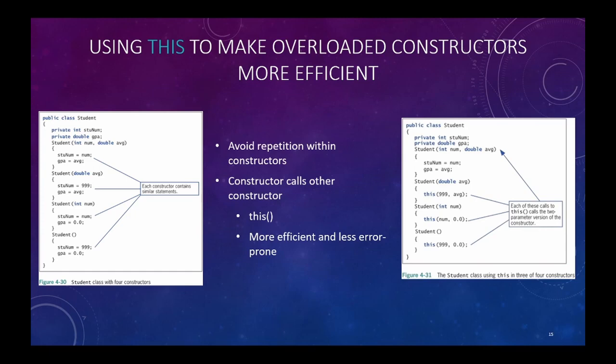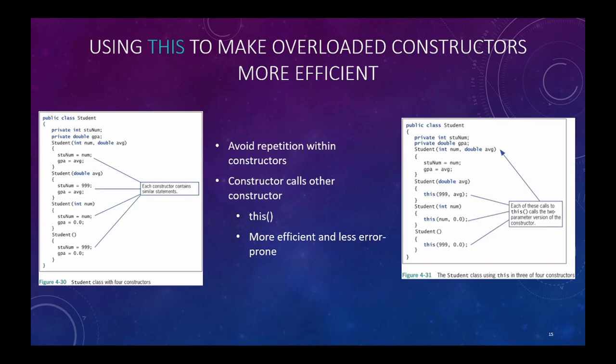So let's take a look at it. On the left, there are assignments being done for each constructor. Okay, so each variable is assigned within each constructor. Okay, so that step is repeated 4 different times. Okay, on the right, the assignment is only done in one constructor, the constructor that has the int and the double. The other 3 actually call this with the numbers and the values it wants it to be.